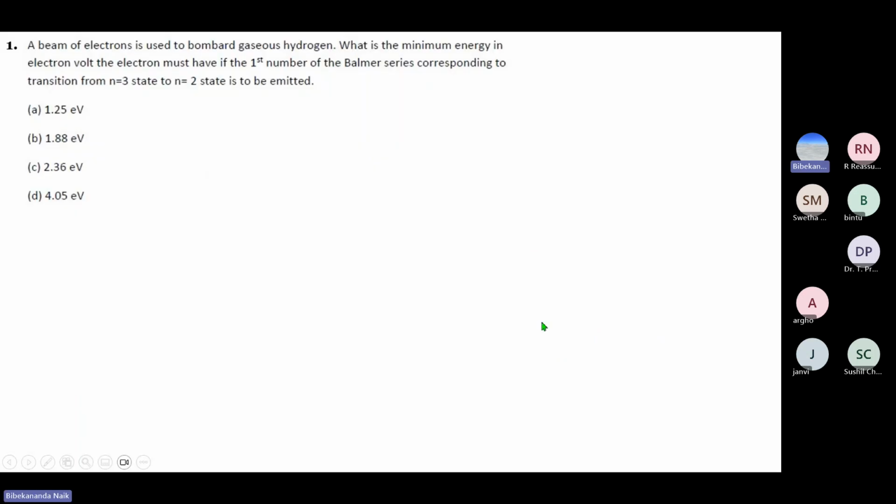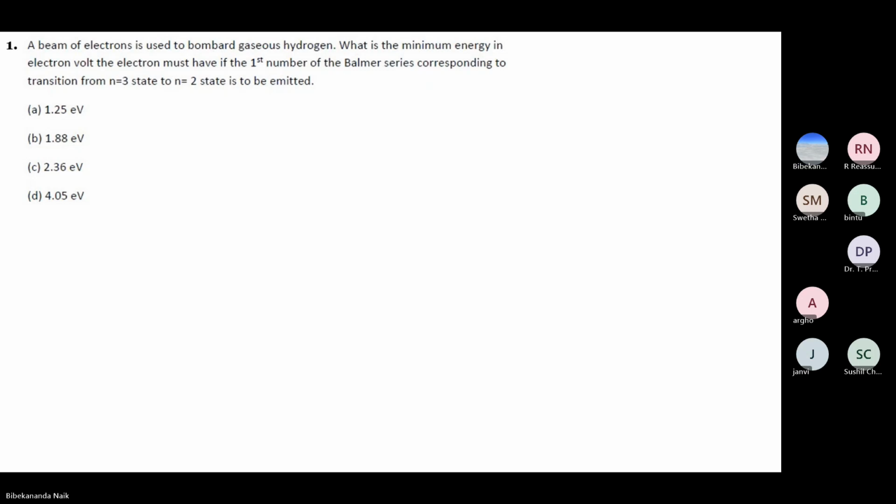Yes. So now this question says a beam of electron is used to bombard gaseous hydrogen. What is the minimum energy in electron volt the electron must have if the first line of the Balmer series, corresponding to transition from n equal to 3 to n equal to 2 state, is to be emitted? So the question says there is a beam of electron which is used to bombard gaseous hydrogen.